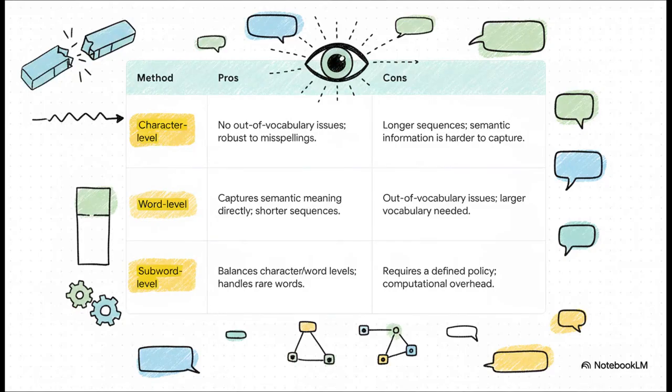Now, you've got a few ways you could create these bricks. You could split by every single character, but that makes the sequences way too long. You could split by whole words, but then what happens when the AI sees a word it's never seen before? It just breaks. That's why most modern models hit this perfect sweet spot, sub-word level tokenization. It's super efficient, and it can handle rare words by just breaking them down into smaller, familiar pieces. It's the best of both worlds.